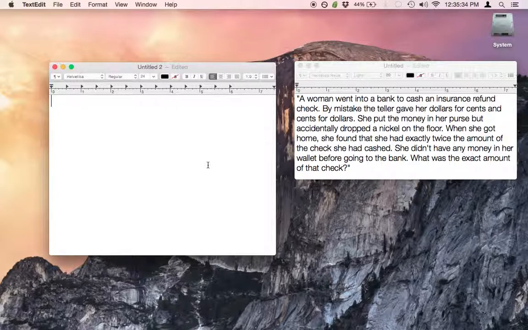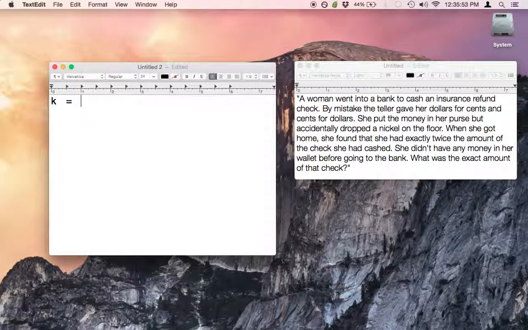Our first equation will deal with the total amount of the original check, and we're going to use the letter K to represent that amount. K is the amount of the original check that she took to the bank. Now, the amount can be expressed in terms of dollars and cents, and of course a dollar is worth 100 times more than a cent.